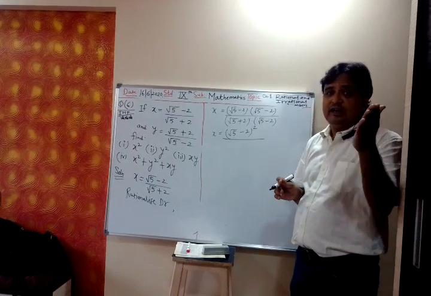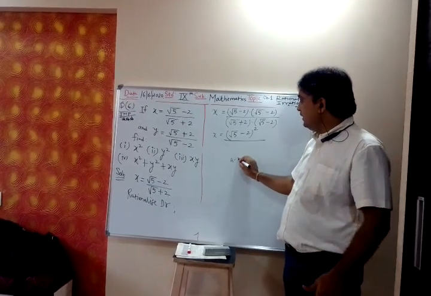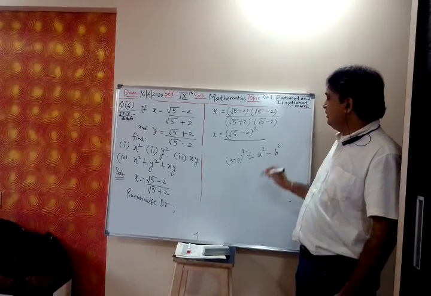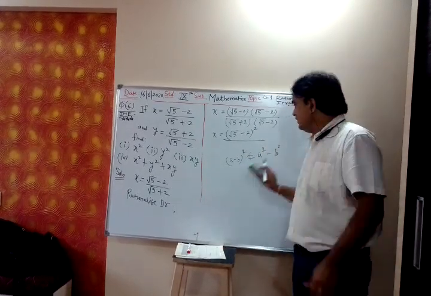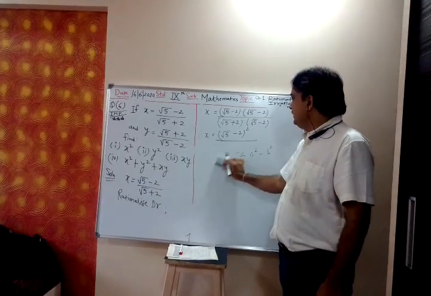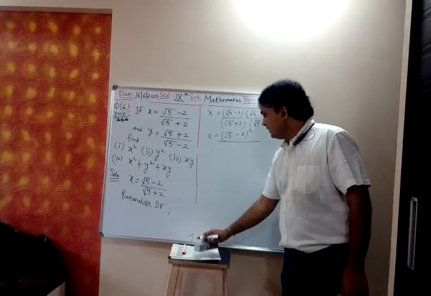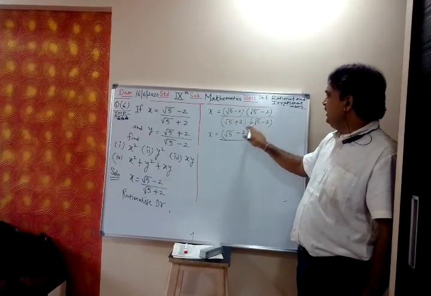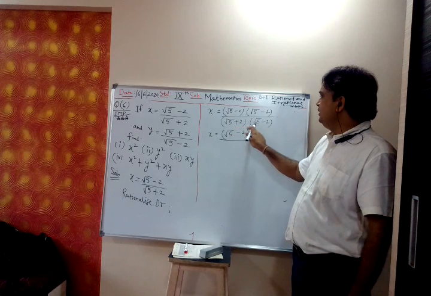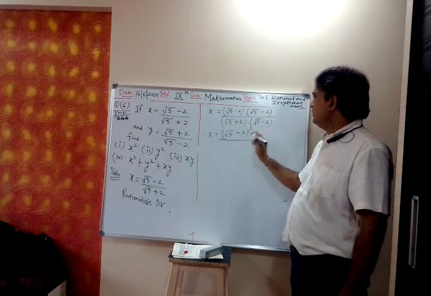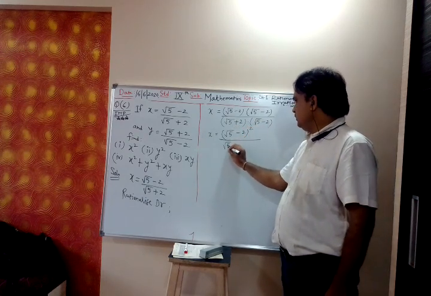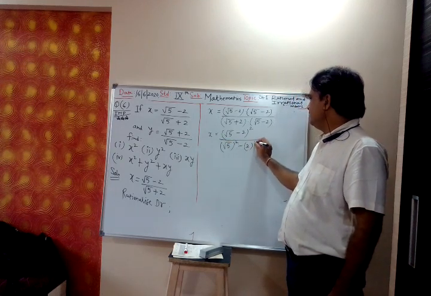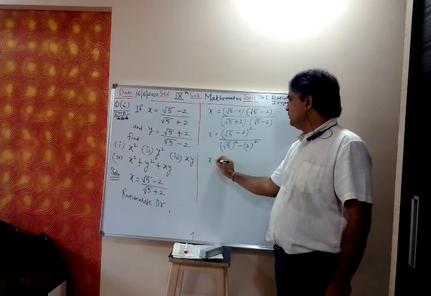See here, a minus b whole square is not equal to a square minus b square, remember. If it is a plus b into a minus b, then I can write a square minus b square. So this term is same, a into a square. Then a plus b into a minus b, a square minus b square. Root 5 minus 2 square, root 5 square minus 2 square.